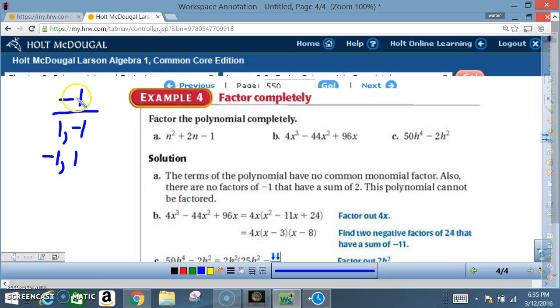So if you look at negative 1, and you try to come up with negative 1 through multiplication, but try to add to come out with a positive 2, it can't happen. One plus a negative 1 will give you 0, and a negative 1 plus 1 will also give you 0. So that doesn't happen. So because of that, you can't factor out a common factor, and you can't come up with 2 through addition when you have to have a negative 1 through multiplication. So this one right here is not factorable.